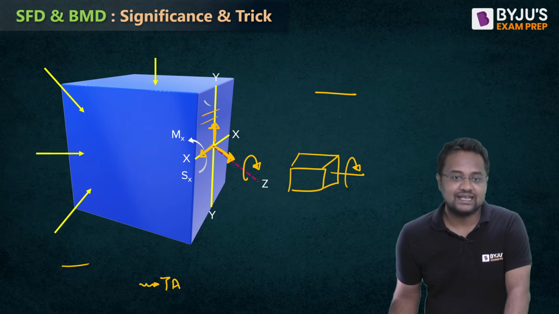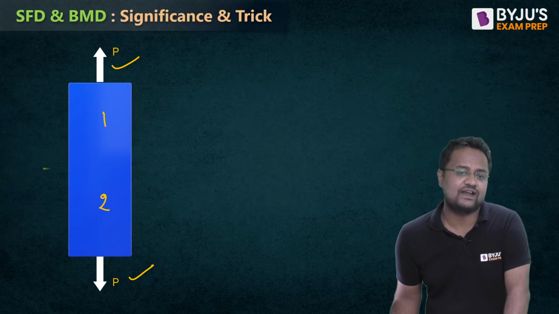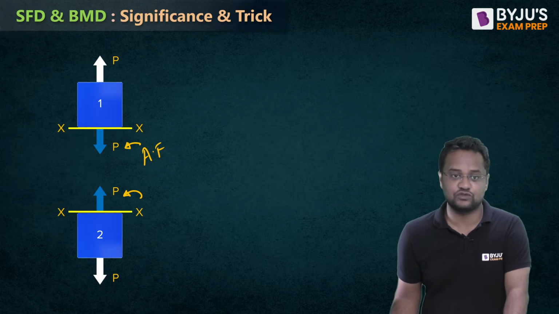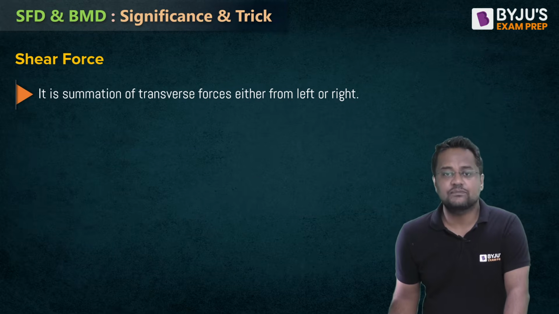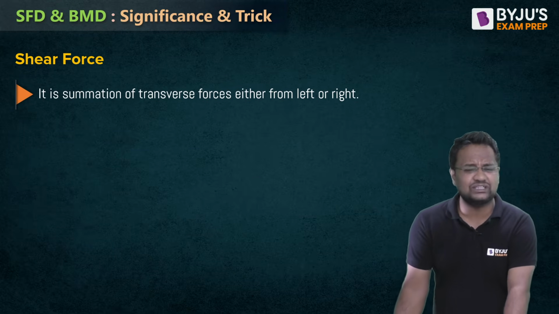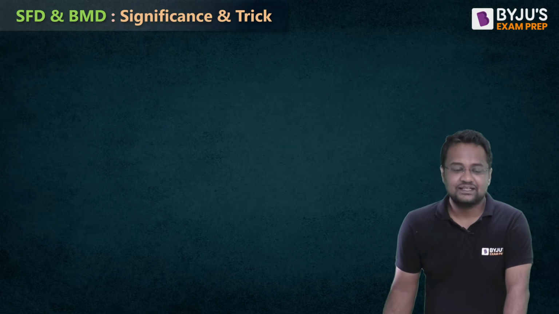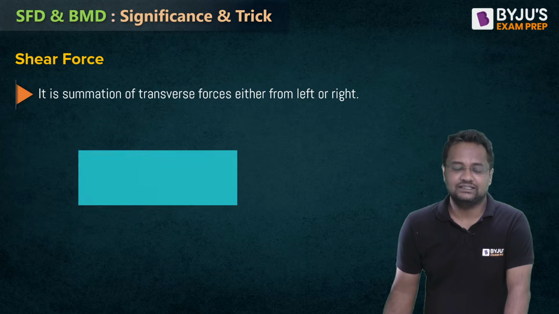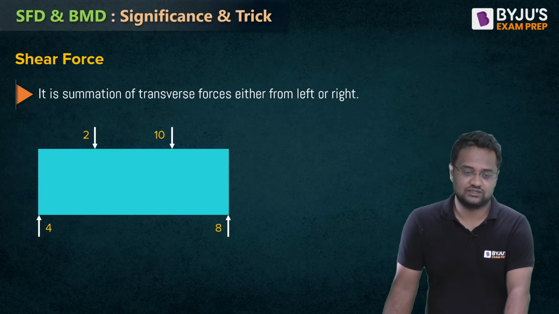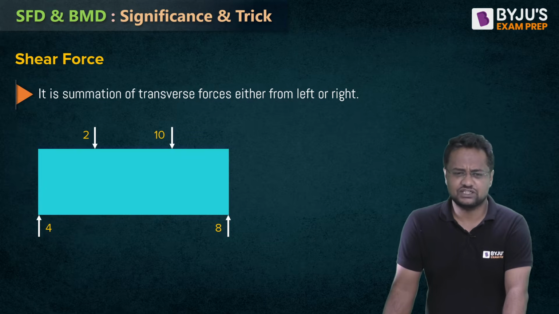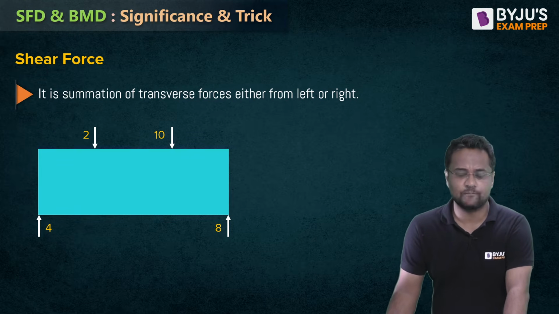Now, as there we find the axial forces, similarly, in case of a beam, we may find the shear forces as well. But the net force is 0. Now, shear force is the summation of transverse forces either to the left or right. This is just the textbook definition. Suppose we see a beam here and this beam is acted on by these loads, the net vertical force is 0. 10 plus 2, 12 downward, 8 plus 4, 12 upward, net is 0.